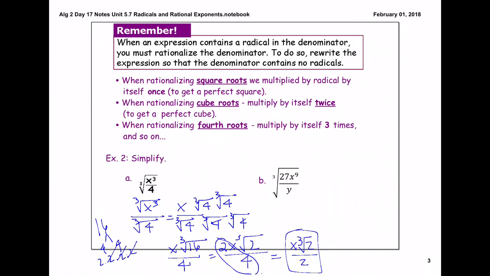When we look at the cube root of 27x to the 9th over y, we can rewrite that as the cube root of 27x to the 9th over the cube root of y. I want to simplify my numerator as much as I can in the beginning. So the cube root of 27 is 3. The cube root of x to the 9th is x cubed.